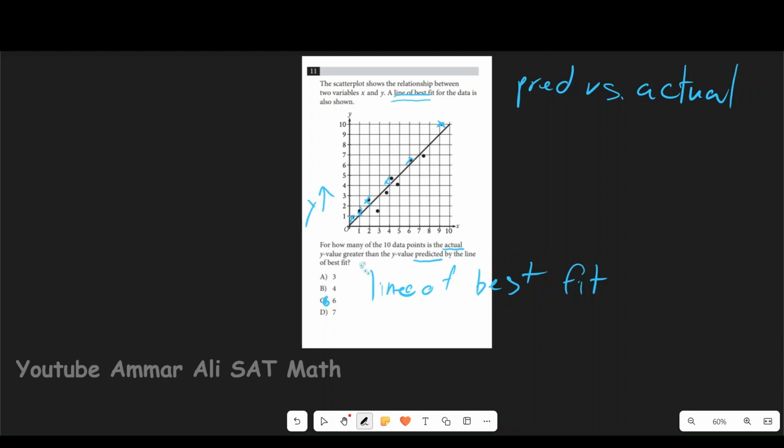What did we have to do? We just had to understand first that this was a line of best fit problem, and then figure out what they were asking us. They were asking us to compare the predicted values against the actual values. They wanted us to count how many of the actual values were greater than the predicted values. And to do that, we just counted the data points above the line of best fit, because these data points would be greater than the predicted values.